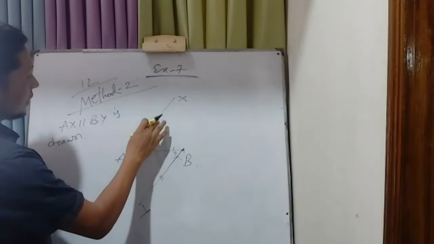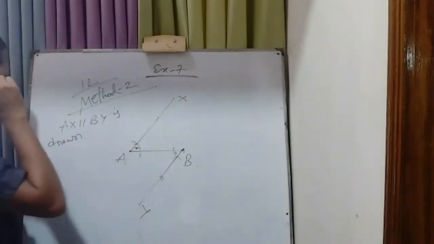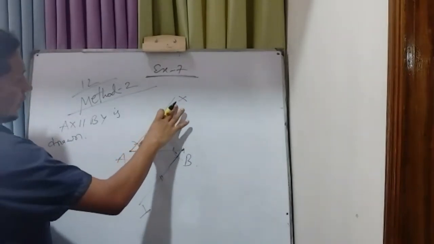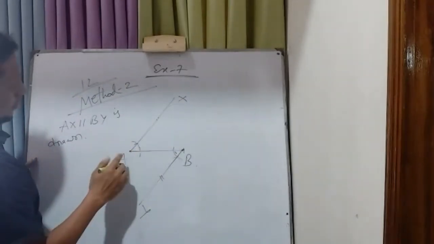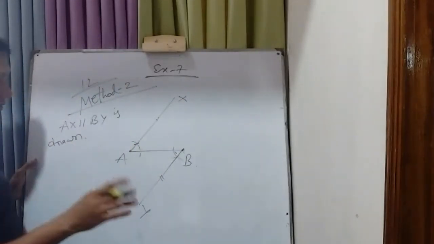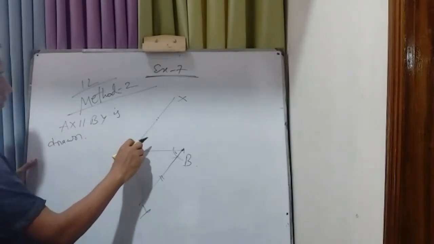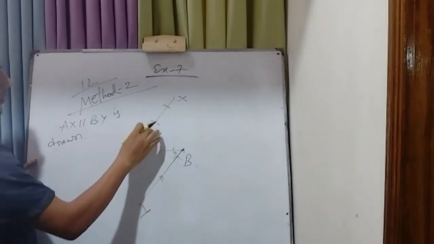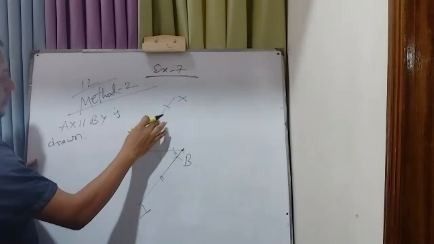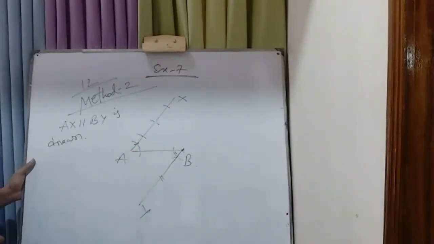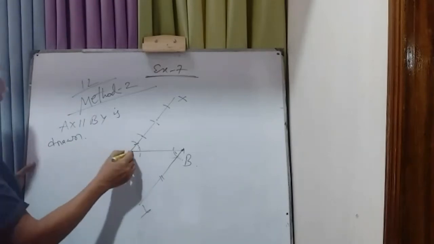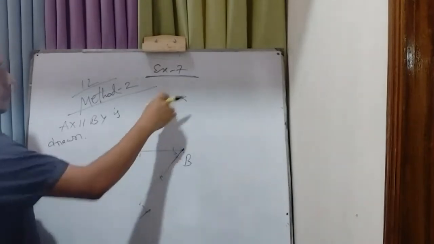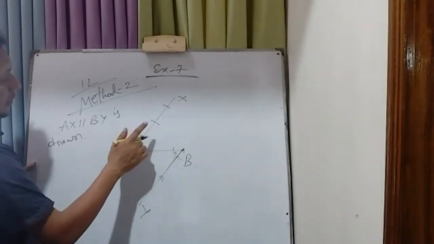Now, since we need to bisect the line AB into 4 parts, for that, we will divide AX into 3 parts. By taking any equal length, we will draw 3 arcs here: number 1, number 2, number 3. Again, I am repeating it. To divide AB into 4 parts, first we will divide AX into 3 equal parts. You can take any length, just take 3 parts.